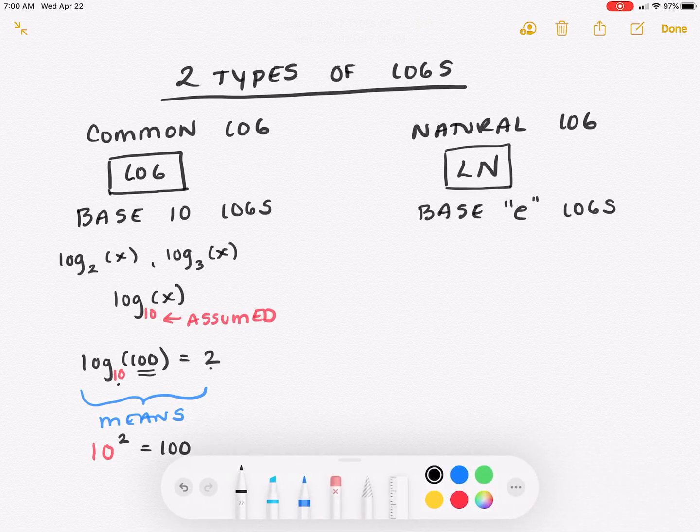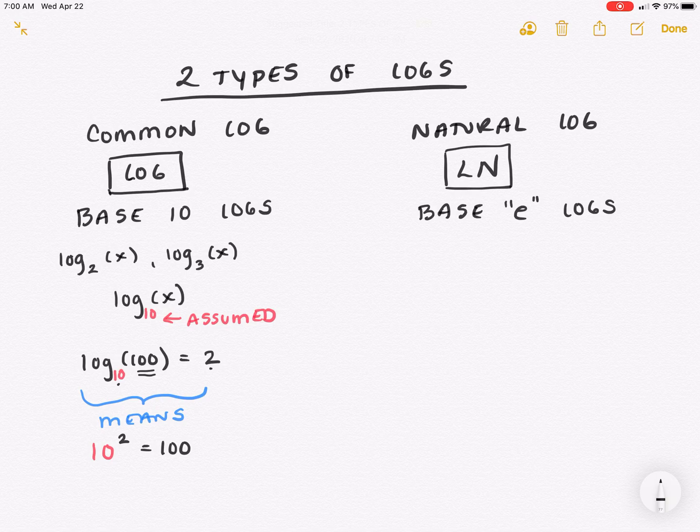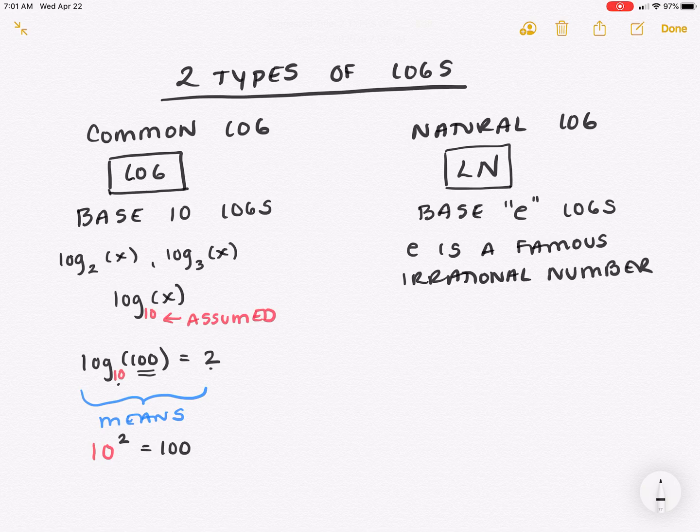Let's move on over to our natural log, okay? E is a famous irrational number, okay? Like pi. So pi is that other famous irrational number. The difference is pi can be discovered using geometry in a picture. E has to do with growth.